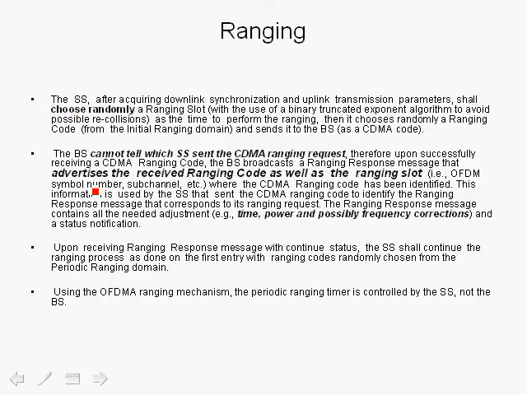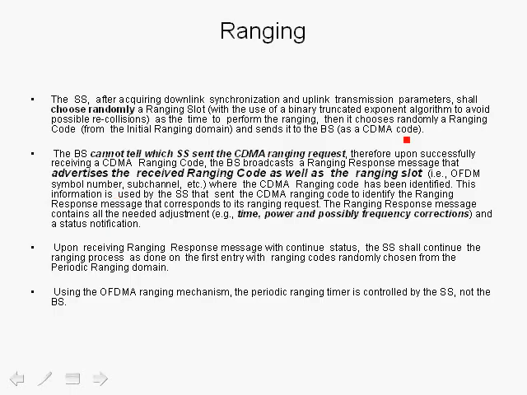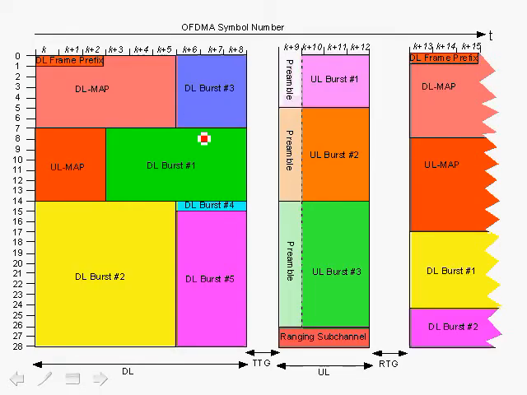The paragraphs that you see here are straight out of the 802.16a specification, and there are a couple of points that I want to highlight, beginning with the ranging process. Obviously the subscriber station, after acquiring downlink synchronization and uplink transmit parameters, essentially obtaining this information here, shall choose randomly a ranging slot. Now what is a ranging slot?